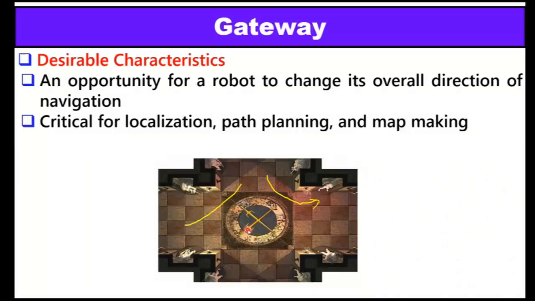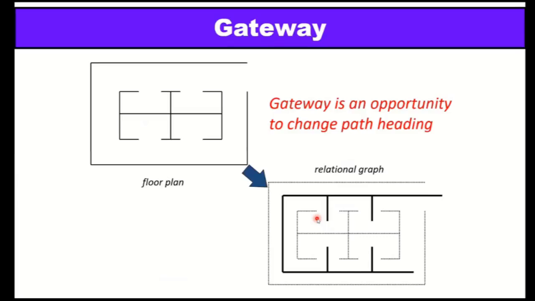So for path planning and map making, gateways are very important. Gateways are very important for optimal path planning, desirable path planning, or multiple optional path planning. These types of things can be defined with gateways. Many times in metric path planning, gateways can be on a floor plan or factory floor area, so we can draw a relational graph.